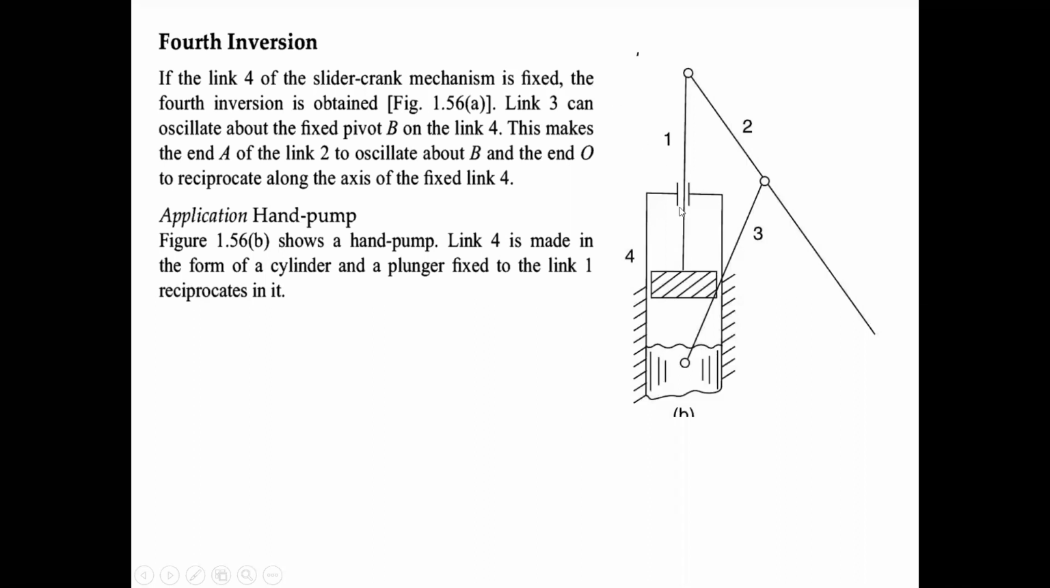So in this, just observe that. The piston rod is taken as link 1, and this is link 2. It acts as link 2, and link 3 is the connecting rod. Similarly, this is the cylinder. What is the frame? The total frame is considered as link 4. So just observe that.